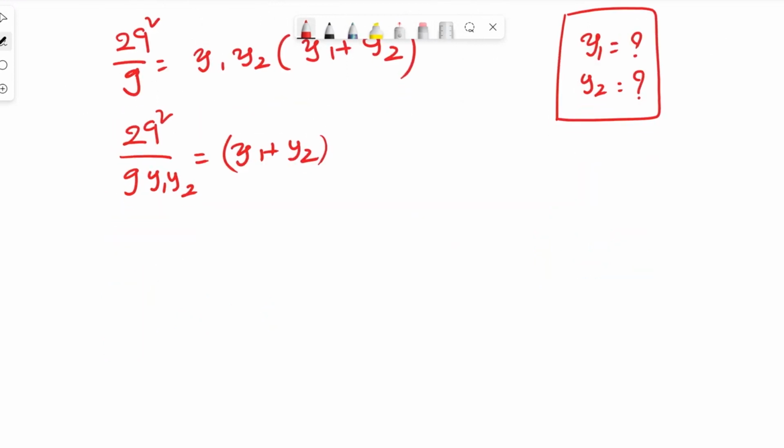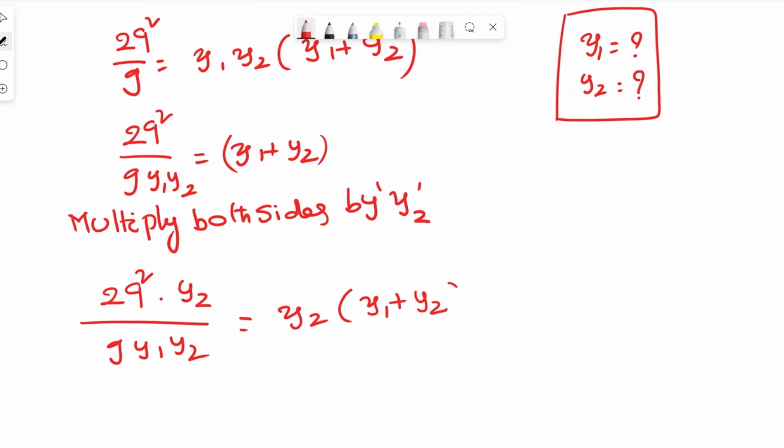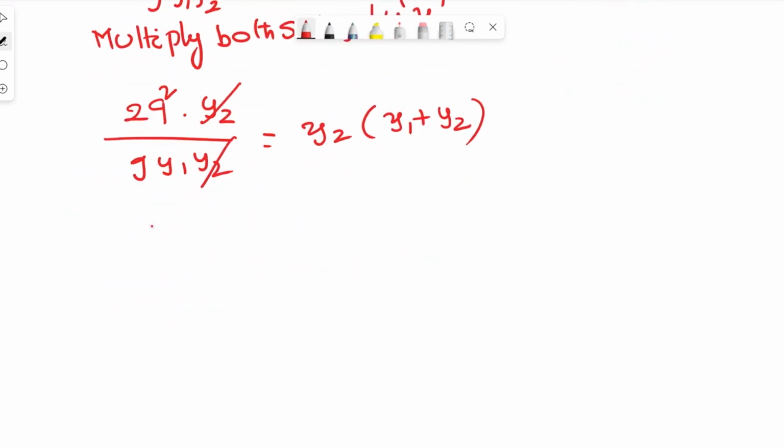Now what I will do, multiply both sides by y2. You can ask why y2, why not y1? Whatever depth you want the equation for, multiply by that. If you want the equation for y2, multiply it by y2. If you want the equation for y1, multiply by y1. That's all, simple. So 2q square into y2 divided by g y1 y2 is equal to the other side also, y2 into y1 plus y2. So what will happen? This y2 y2 will cancel. So 2q square by gy1, this is one term, is equal to y2 y1 plus y2 square.